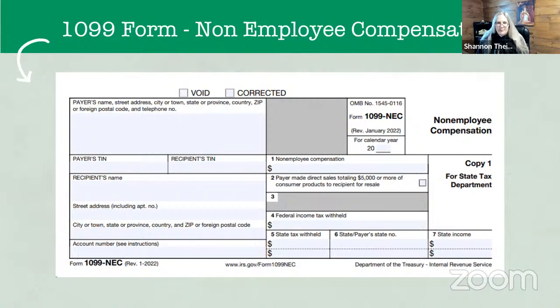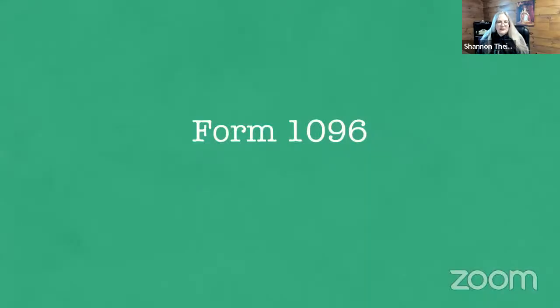And we'll talk more about when you have to withhold federal income tax or state income tax from somebody that you pay. And box 5, 6, and 7 is if you withhold state income tax.